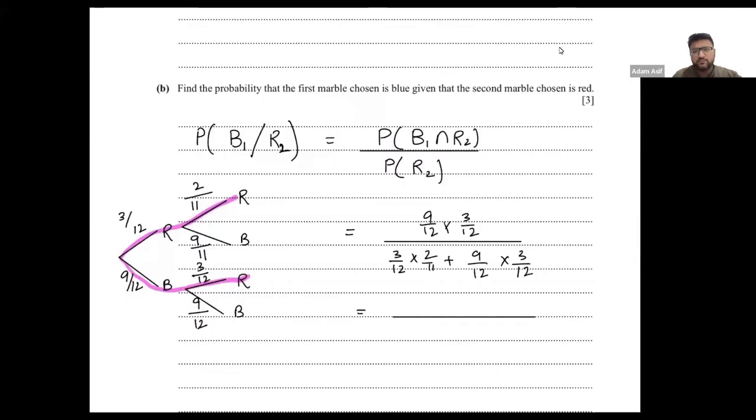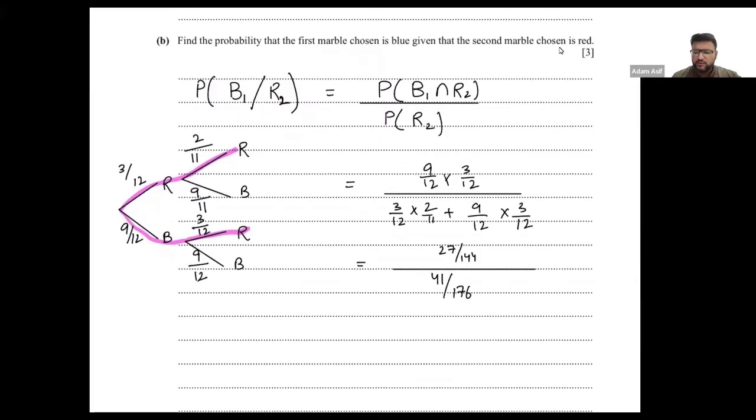Let's work it out. For the denominator, you should be getting 41 upon 176. And for the numerator, you should be getting 27 upon 144. Okay. Now, if you divide this, you should get 33 upon 41. That is the probability that the first marble is a blue, given that the second marble was a red.